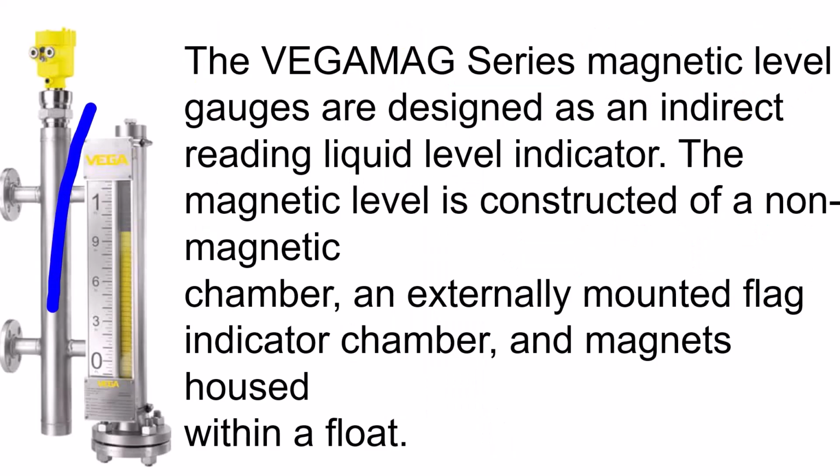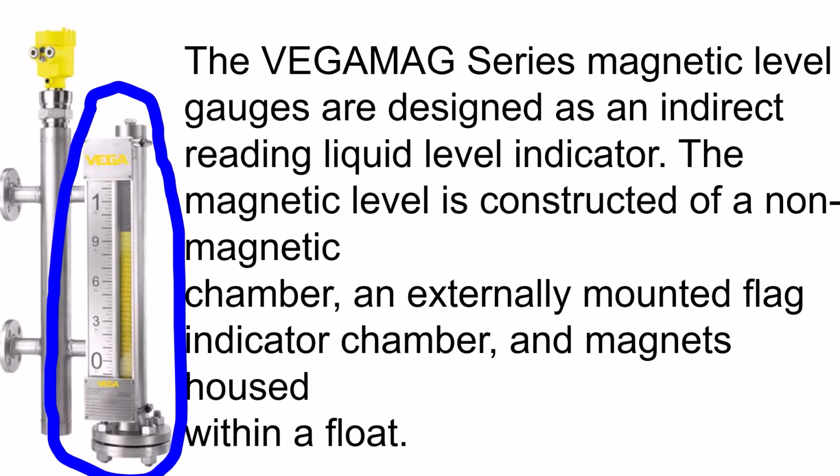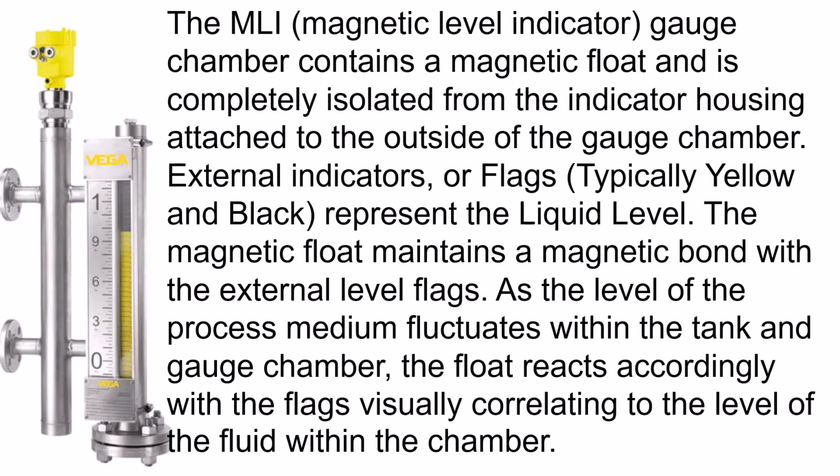The Vega MAG series magnetic level gauges are designed as an indirect reading liquid level indicator. The magnetic level indicator is constructed of a non-magnetic chamber, an externally mounted flag indicator chamber, and magnets housed within a float. The MLI magnetic level indicator gauge chamber contains a magnetic float and is completely isolated from the indicator housing attached to the outside of the gauge chamber. External indicators, or flags, represent the liquid level. The magnetic float maintains a magnetic bond with the external level flags.